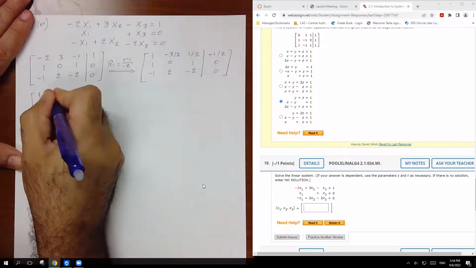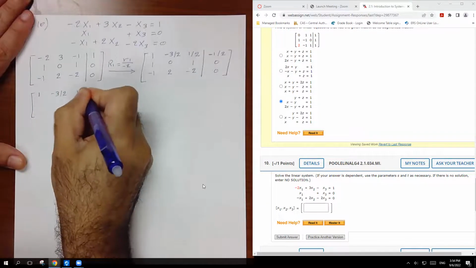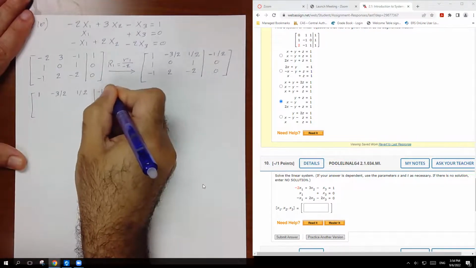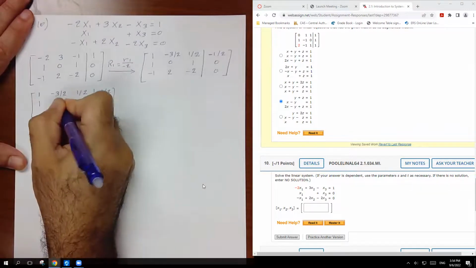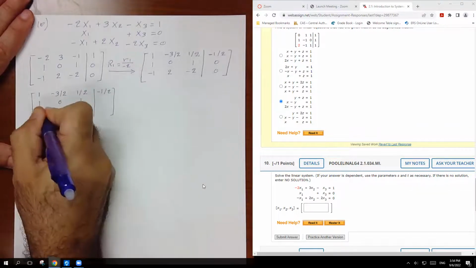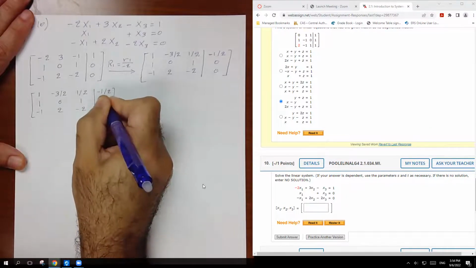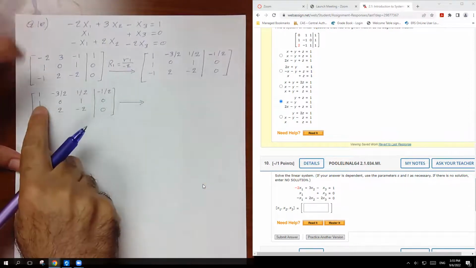1, -3/2, 1/2. And here is -1/2. And here is 1, 0, 1, -1, 2, and -2. There's 2 zeros. The step from here, I need to change this one to 0.